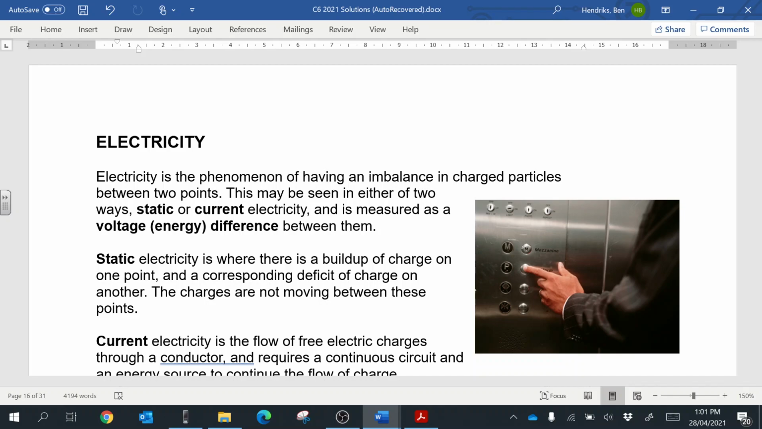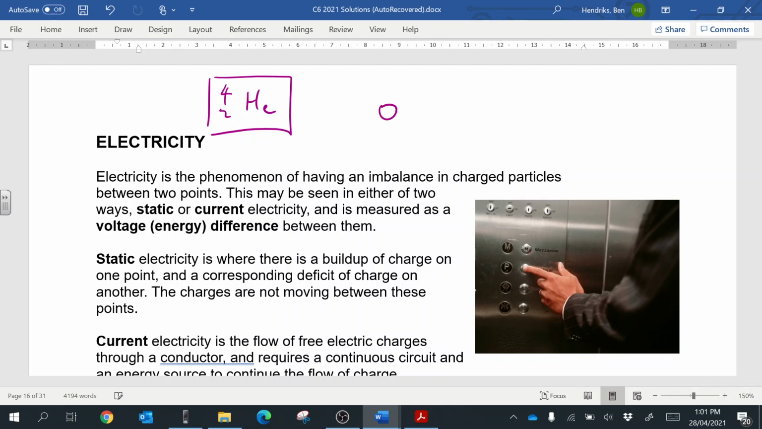Today we're moving on to electricity, but before we talk about electricity specifically, it's important that you know about atoms and protons, electrons and neutrons. If you've never seen them before, you may have seen on a periodic table something like this, helium 4-2.